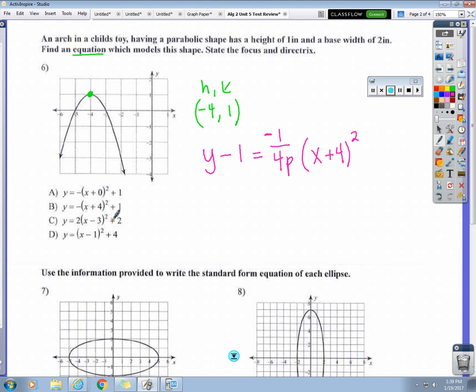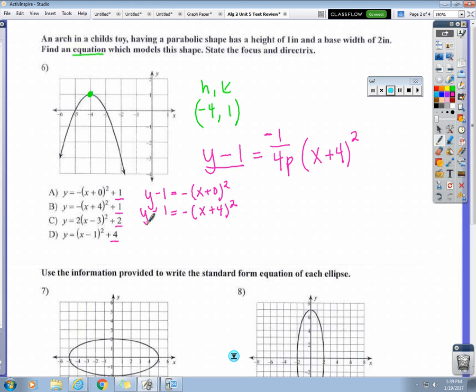Now, there is a problem with these choices. See how all of the y's are just y equals, and then the number, the k value, got put over here? Think about it. If I rewrote this and I wanted the k to go over here, wouldn't I just subtract it over there, and it'd be y minus 1 equals negative x plus 0 squared? And then for this one, if I rewrote this, wouldn't it be y minus 1 equals negative x plus 4 squared? And isn't that the right answer?